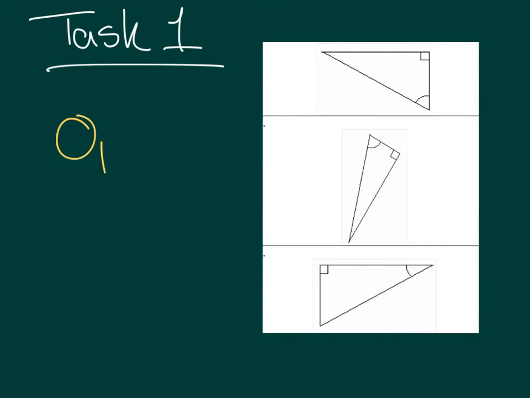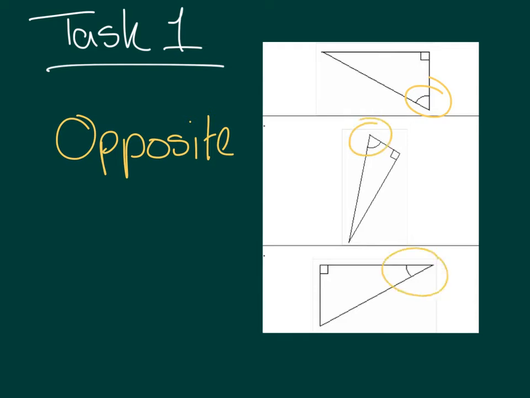Next one is the opposite. We're looking at the side that is opposite the important angle in this question. So you can see on each one, another angle has been labelled, and the opposite is opposite that angle.